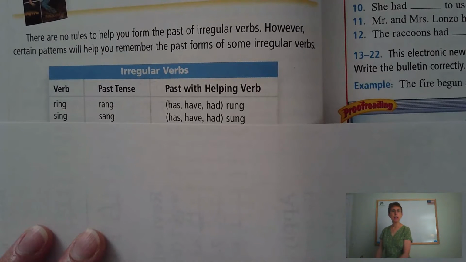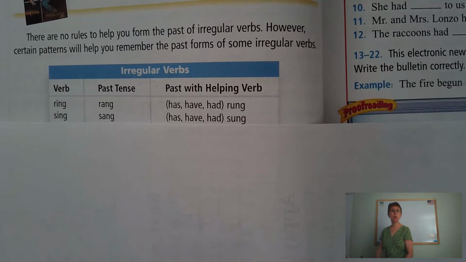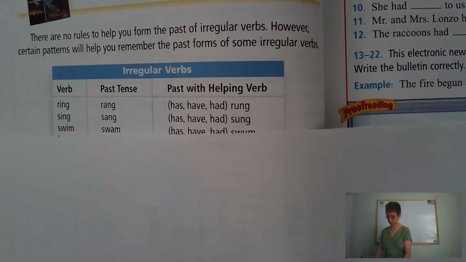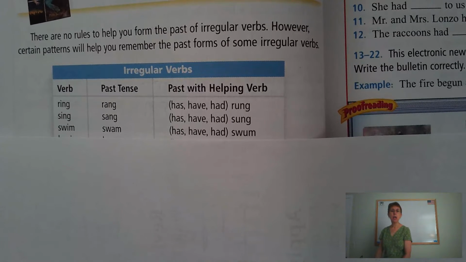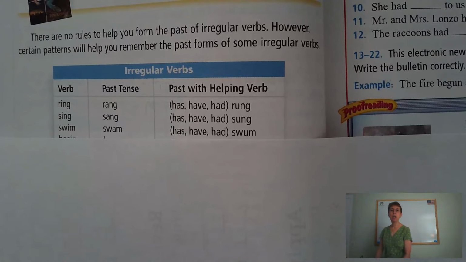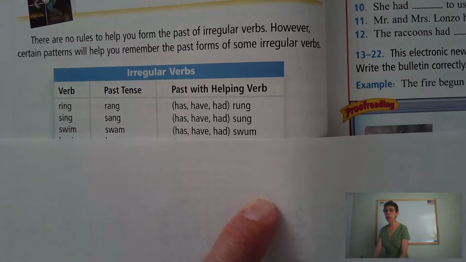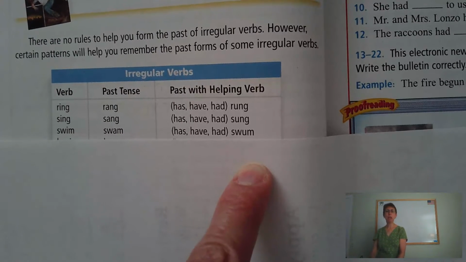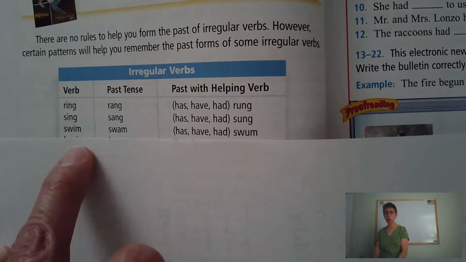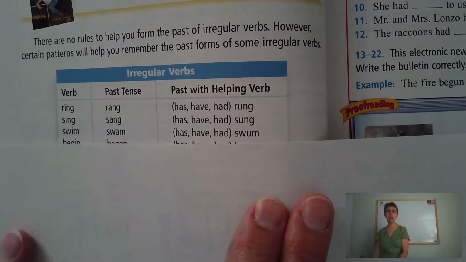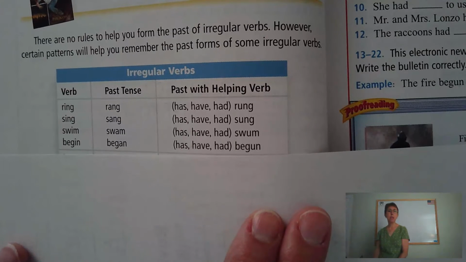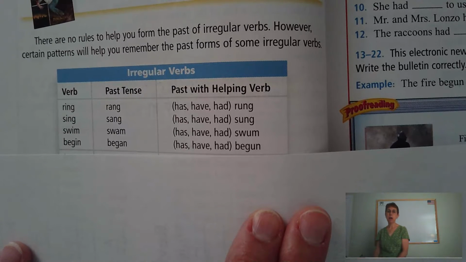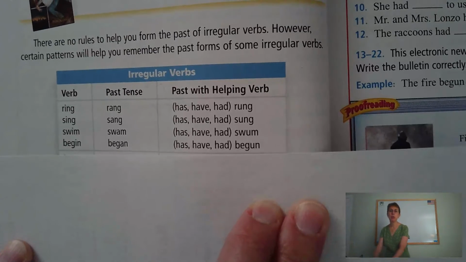Then we have sing, sang, has, have, had, sung. Again, we went from an I to an A to a U. Then we have swim, swam, has, have, or had, swum. And if you remember when we did this earlier in the year, a lot of you said, oh, swum, what is that? Because it was the past with the helping verb that you weren't used to hearing. But again, noticing the same pattern, that I, A, and then U. And then once again in begin, began, has, have, or had, begun. We go from an I to an A to a U.